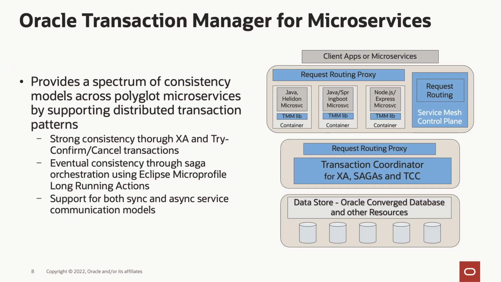So what this product is, I mentioned that we are going to provide a spectrum of consistency models across these services. For polyglot services, there are 3 models that we have chosen to begin with. We are going to provide XA and try, confirm, cancel for strong consistency. And we are still going to support the Saga orchestration by supporting Eclipse MicroProfile long-running actions.